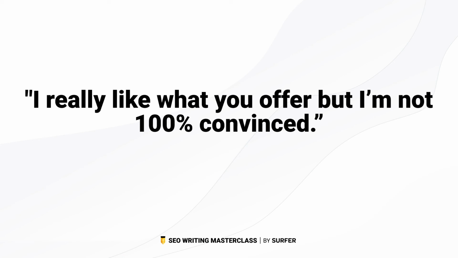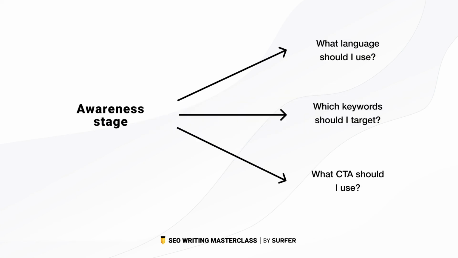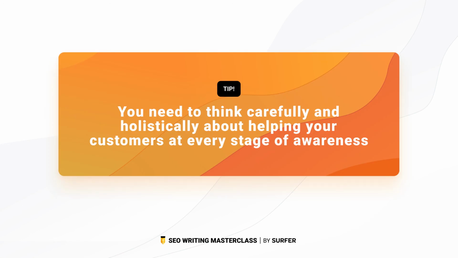If you know what the user journey looks like for your company and what topics the prospects might be interested in, you're ready to start with keyword research and topic clusters. If you're a freelancer who doesn't plan the entire content strategy, all you need to do is figure out which phrases the piece you're writing corresponds with and adjust your language, keyword research, and calls to action. But suppose you're an in-house marketer or an agency marketer in charge of the whole content strategy. In that case, you need to think carefully and holistically about helping your customer at every stage of awareness.